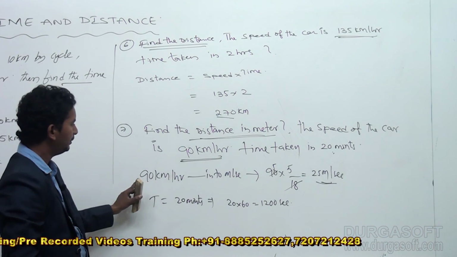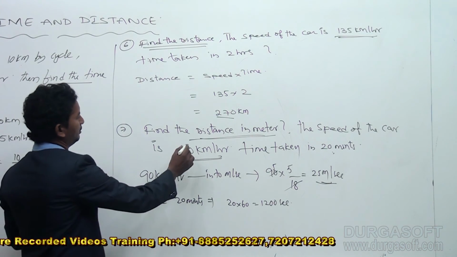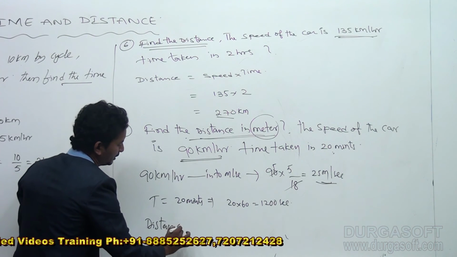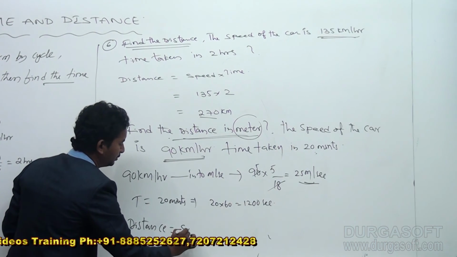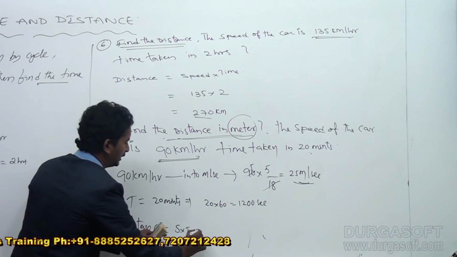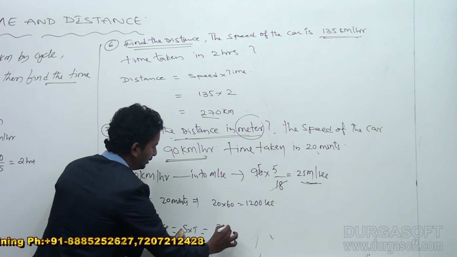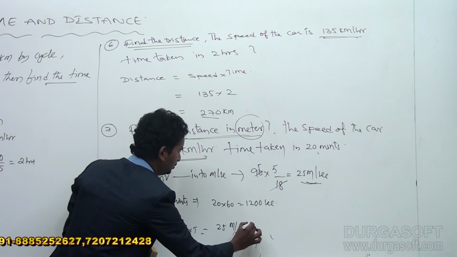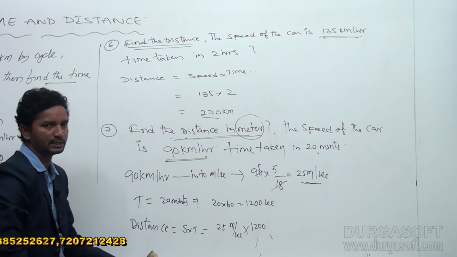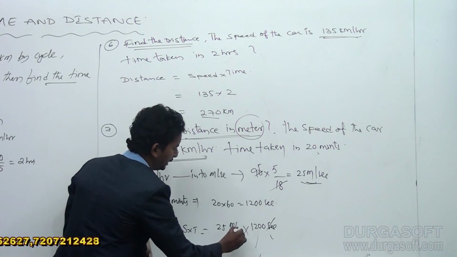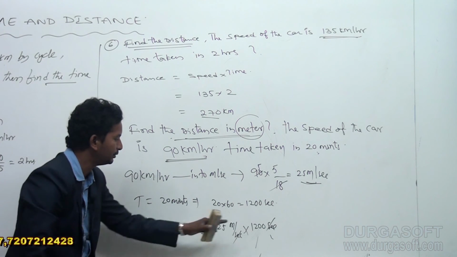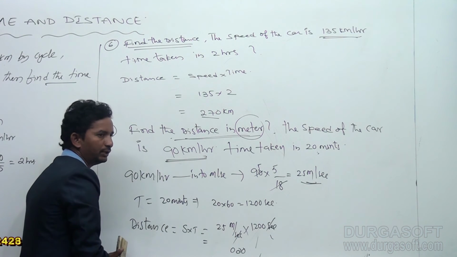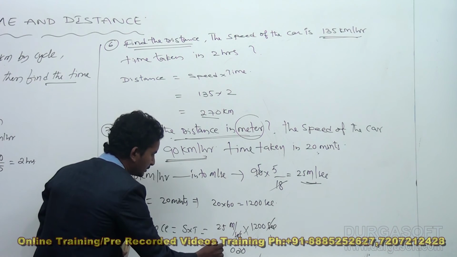Now you know the meter per second and you know the time. Distance in terms of meters is equal to speed into time. Speed is 25 meter per second into 1200 seconds. So seconds will be cancelled. 25 into 12, two zeros are there. 12 fives are 60, 12 twos are 24, 24 plus 6 is 30.